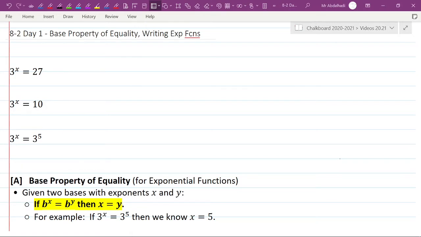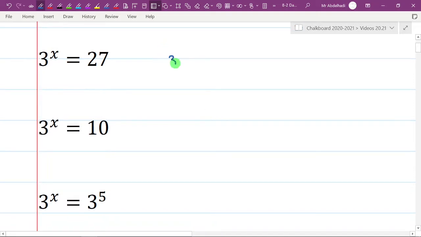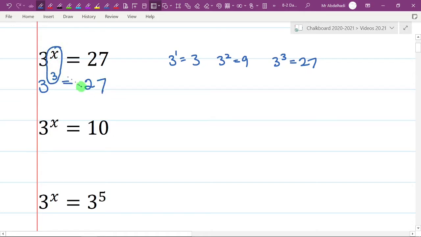However, for the time being, we're going to use some workarounds to solve some of the simpler ones. Like for instance, 3 to the x equals 27. All right? You can probably figure out just by guessing and checking that 3 to the first power is 3, and 3 to the second power is 9, and 3 to the third power, that's 27. So if 3 to the third power is 27, then the x and the 3 must be the same number. So you can surmise from that that x equals 3. Okay? So that was doable because it was super easy. It was a very simple example.